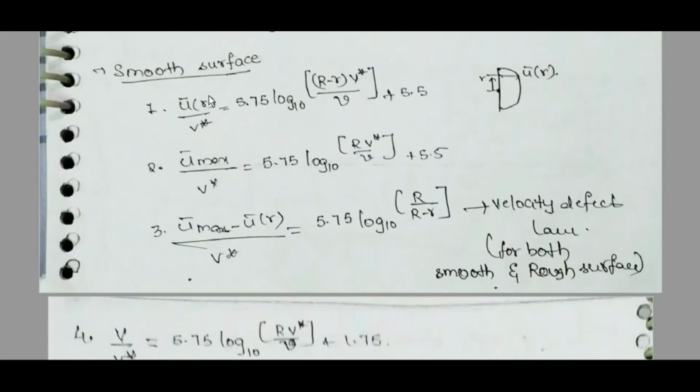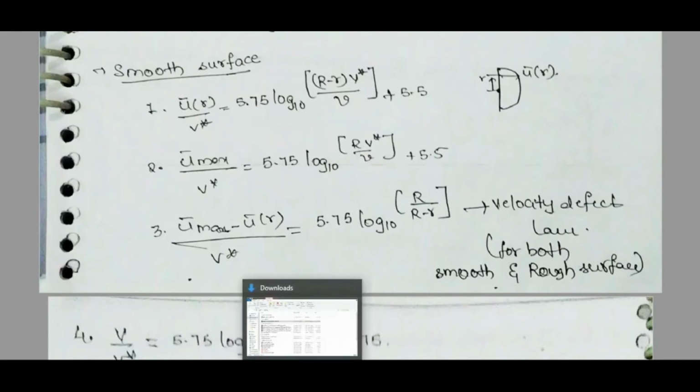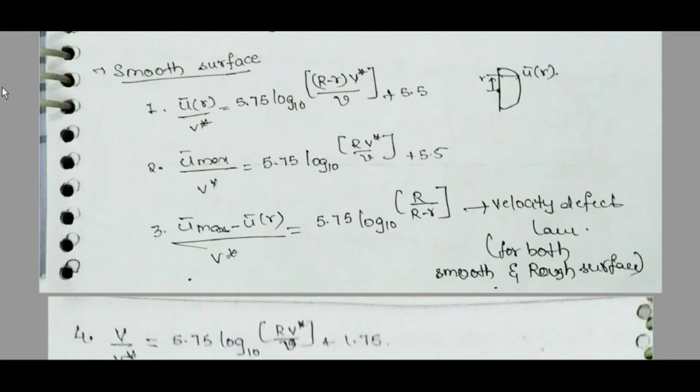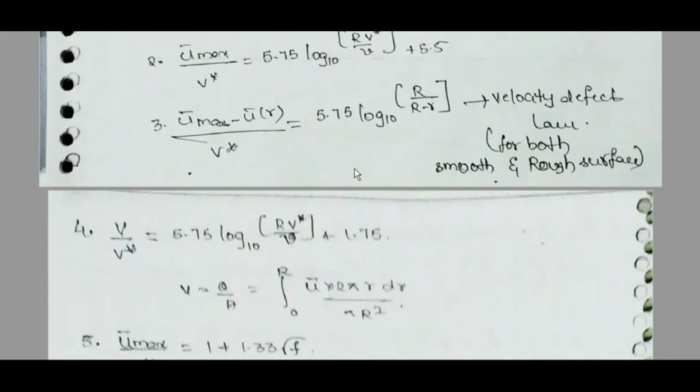Smooth surface: u bar of r by v star is equal to 5.75 log 10 base (capital R minus small r) into v star by v, plus 5.5. U bar max by v star is equal to 5.75 log 10 base capital R v star by v, plus 5.5. U max minus u bar of r by v star is equal to 5.75 log 10 base capital R by (capital R minus small r).